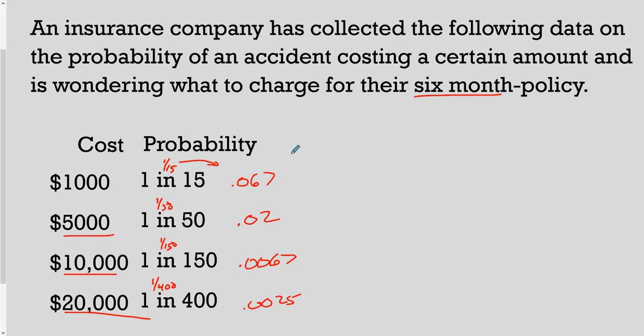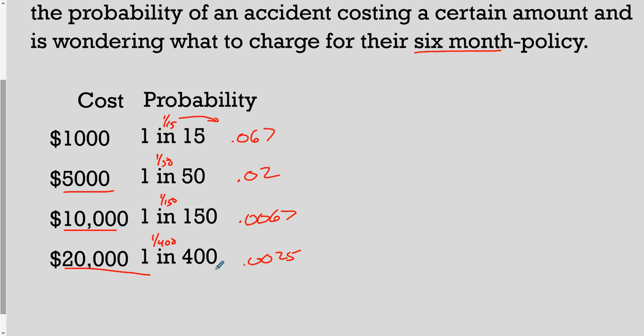So we need to make sure this is a valid probability distribution. So if we add all these up, 0.067 plus 0.02 plus 0.0067 plus 0.0025, if we add all those up, I get 0.0962 or 9.62%. That doesn't make any sense. Didn't we just say this has to add up to 1? Well, there's a category here that we're not counting.